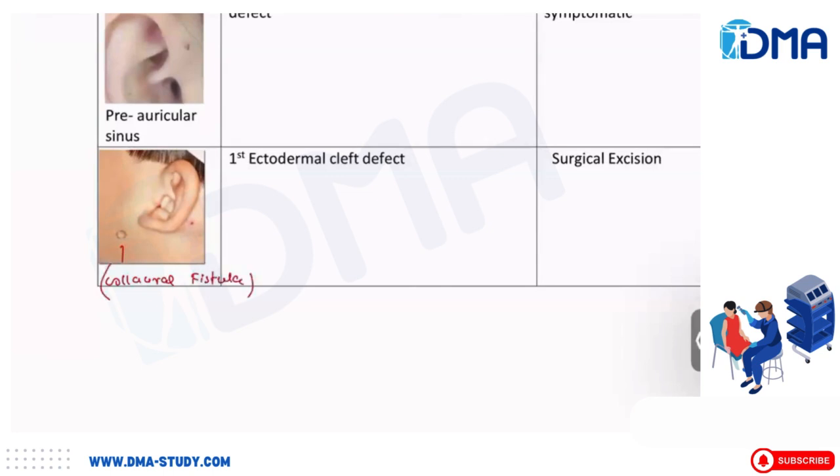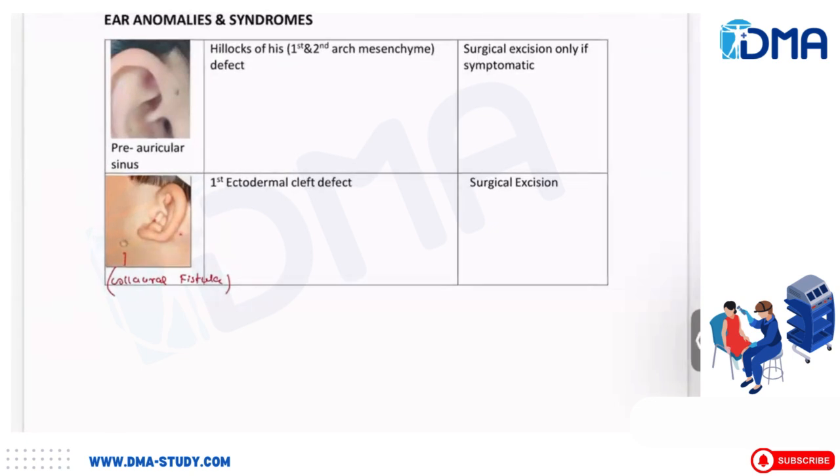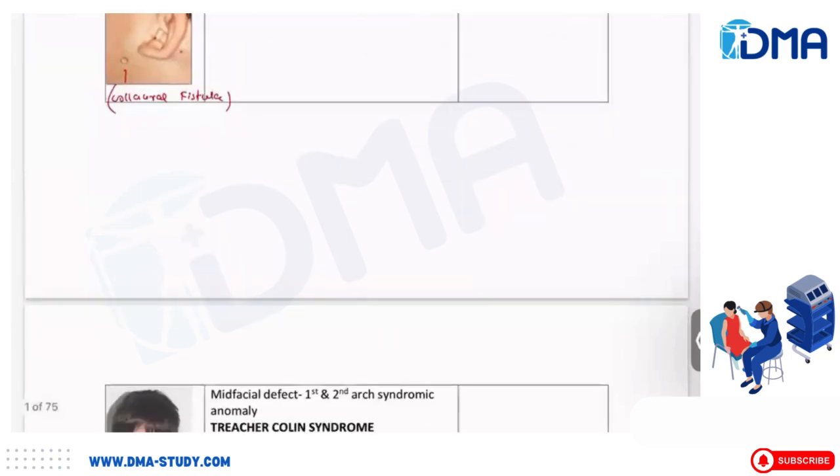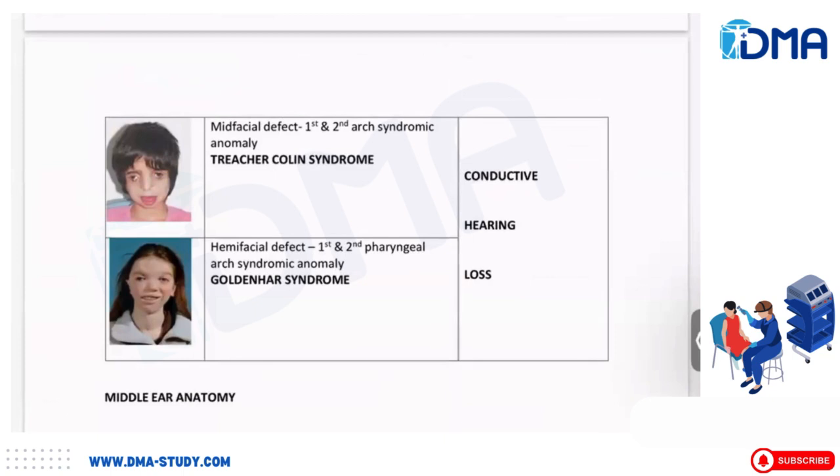Called coloboma fistula. So what you have to understand, it's the first ectodermal cleft defect. The treatment is surgical excision. That's all. Okay. Fine. So just listen to the names of these syndromes: Treacher-Collins and Goldenhar syndrome.